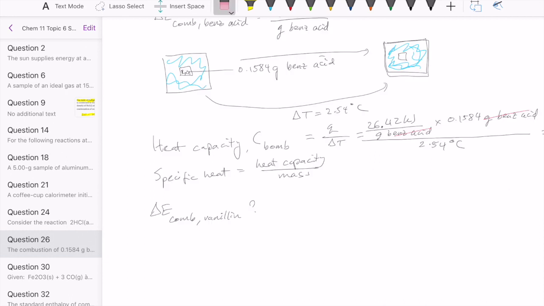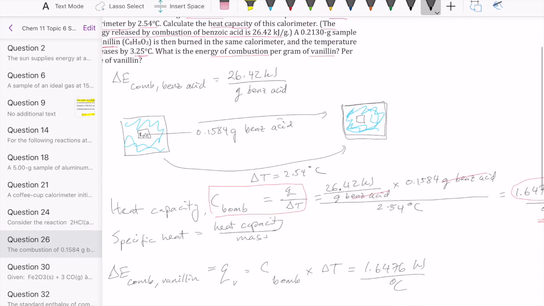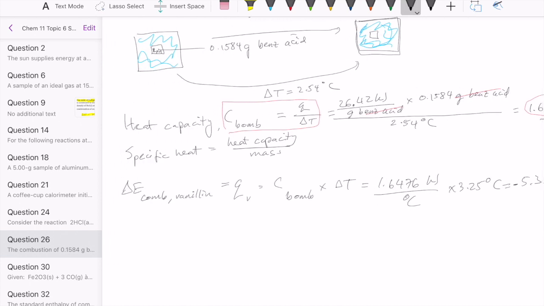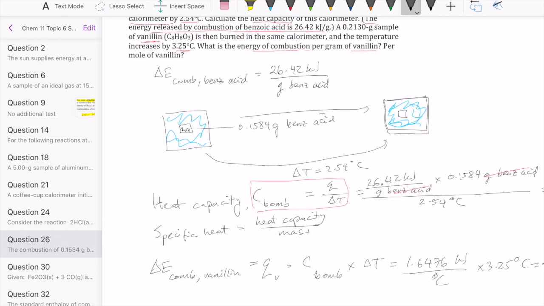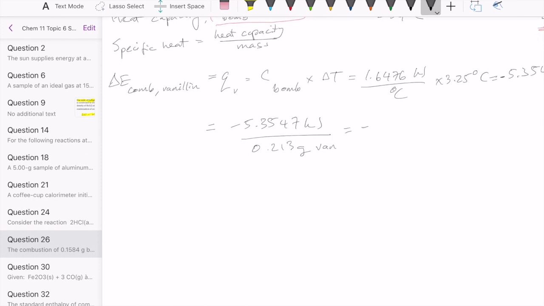The delta E of combustion would just be the same as the heat. So what we're trying to find is just the heat. Remember that earlier we had that C bomb calorimeter is heat over delta T. So if we want to find heat, it's just C of the bomb calorimeter times delta T. C of the bomb calorimeter is the number we found earlier. Delta T for the vanillin combustion is 3.25 degrees Celsius. That gives us 5.3547 kilojoules. This should be negative because that's the amount of heat being released by the combustion of the vanillin. We only burn 0.2130 grams of vanillin, which simplifies to negative 25.14 kilojoules per gram of vanillin.